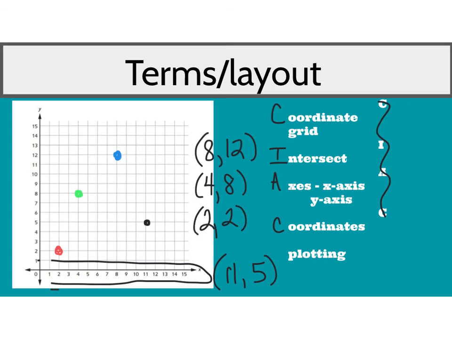So we always list the first digit as the number on the x-axis, and the second digit as the number for the y-axis. Making sure that you place a comma in between is very important, so you need to remember to do that. And next we will move on to the game that's going to help you practice this.